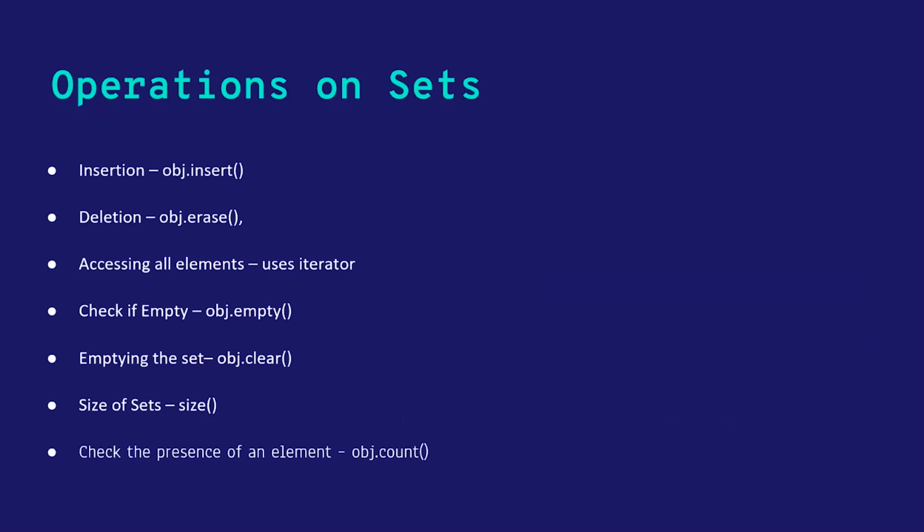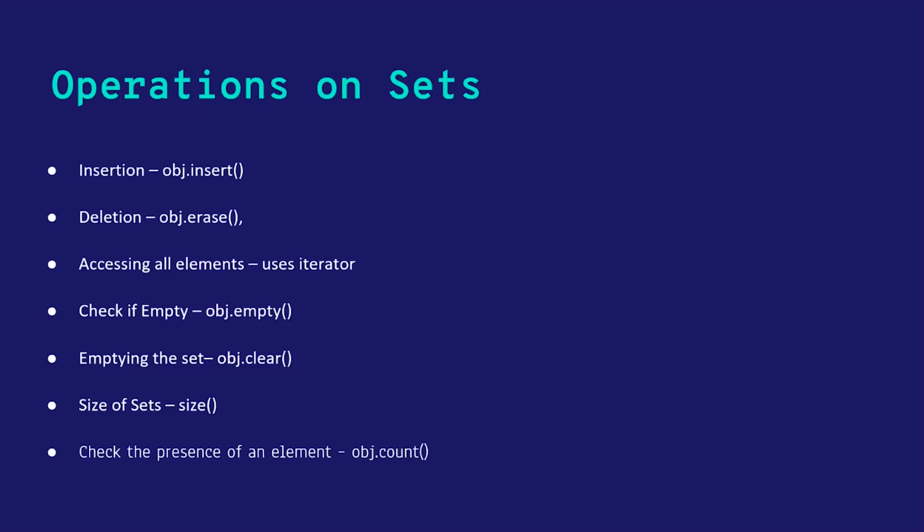Basically, these are the operations that we perform on a set. The insert operation is used to insert an element. Next is deletion. Using the erase method, you can delete an element from the set. For accessing all elements, as I already said, we can use an iterator. Next is empty, which is used to check whether the set is empty or not. And object.clear is used to empty the set. Object.size returns the size of the data structure.